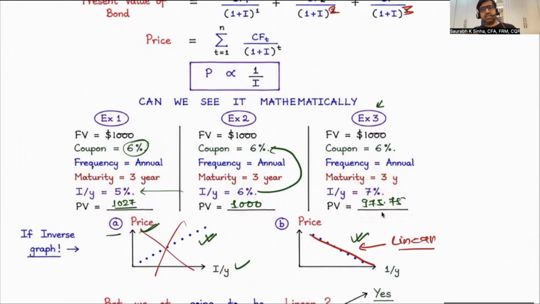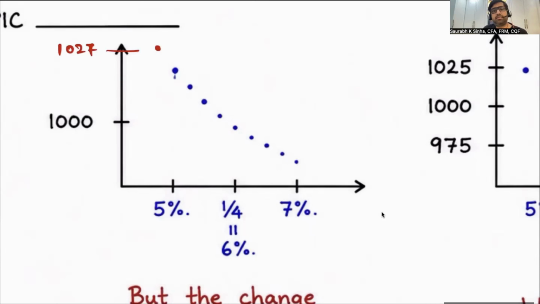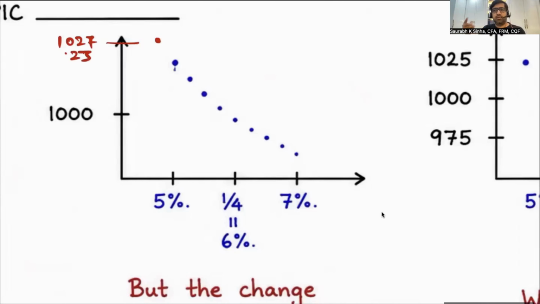Currently, if the interest rate in the market is 6%, then the value of the bond is what? 1000. Perfect. If there is a 1% fall, the bond price will be here, and the bond price will be 1027. If you really want to know the exact value, let's calculate it. 5 I/Y, compute PV: 1027.23. This is the new value of the bond.